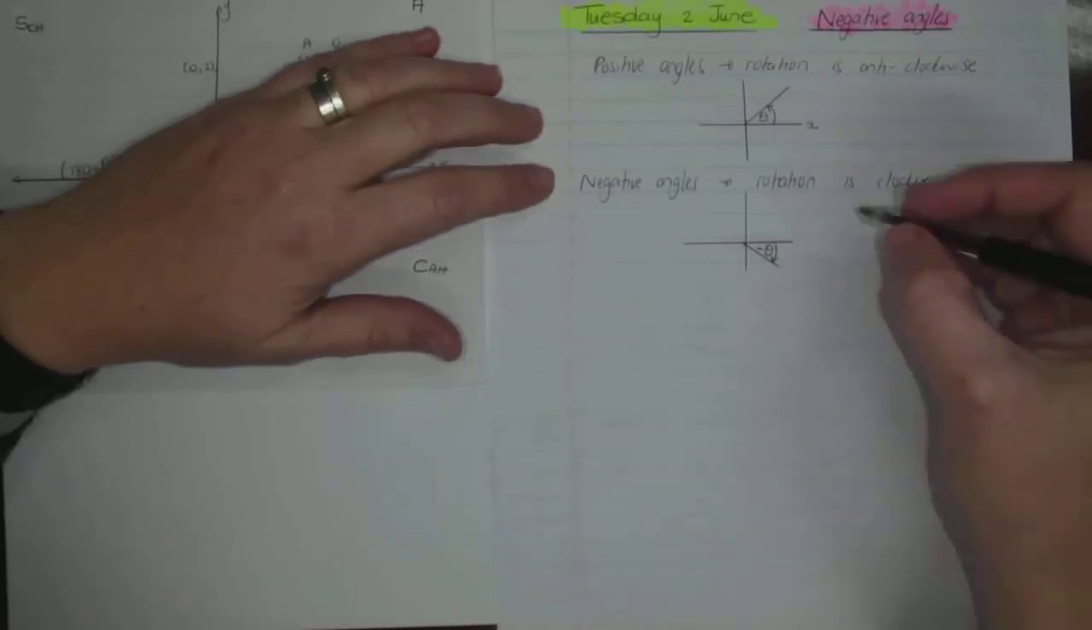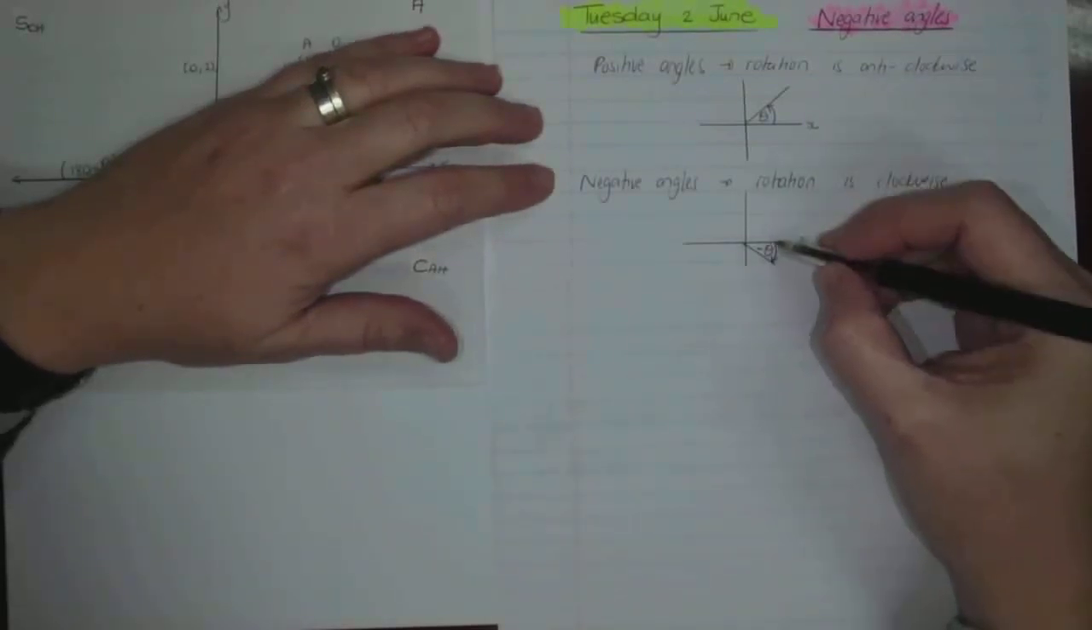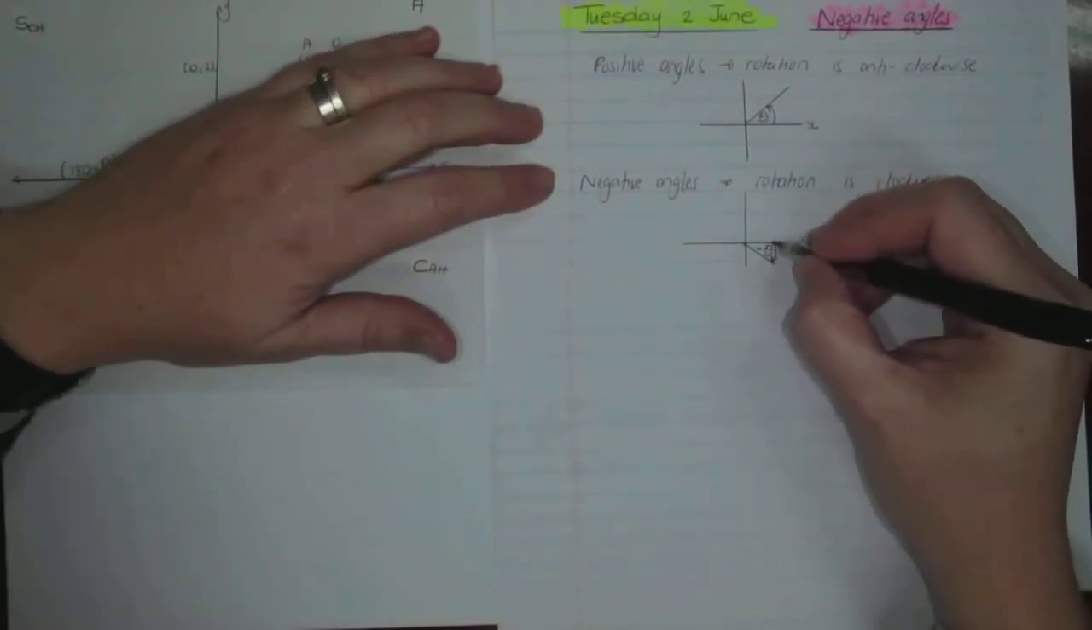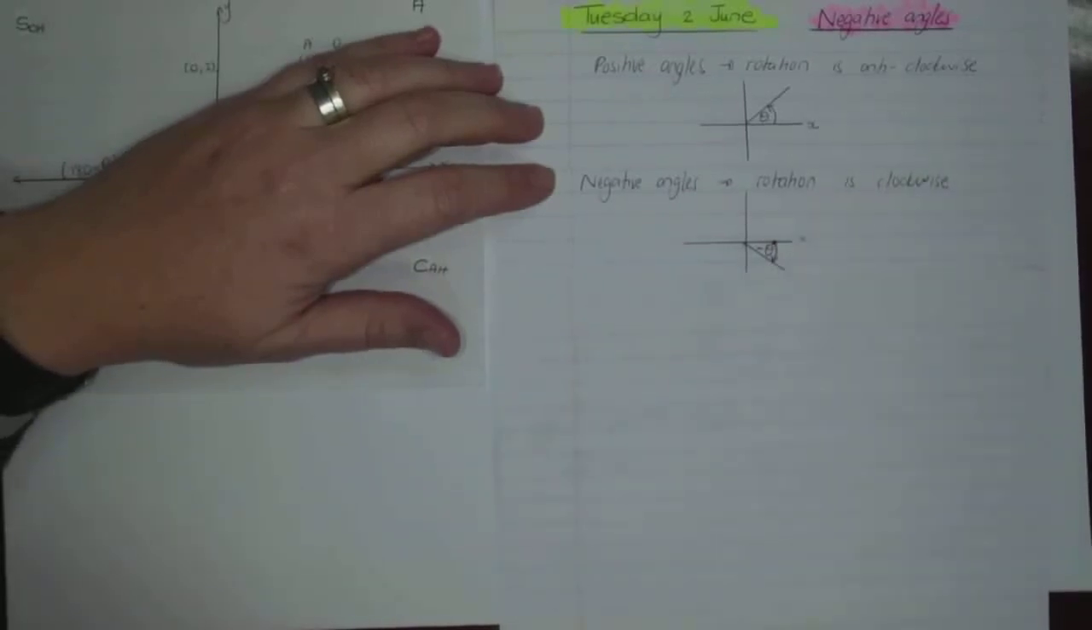So negative angles, instead of moving anti-clockwise, I still need to start at the x-axis. I'm now going to start and go clockwise. Okay, now it's not as bad as you think. It's just one extra step added to your questions. Alright, so I can fix a negative angle by one of two ways.